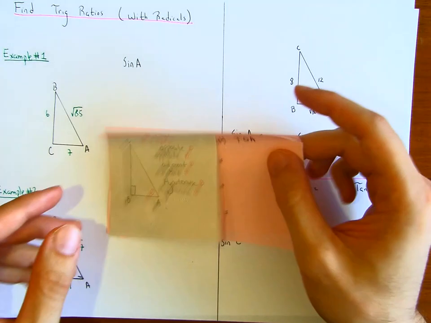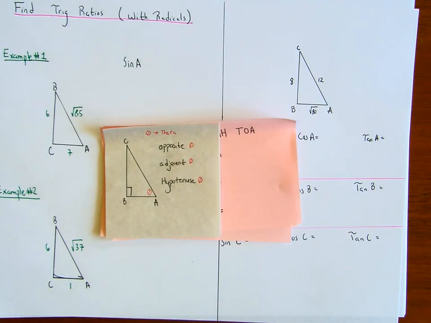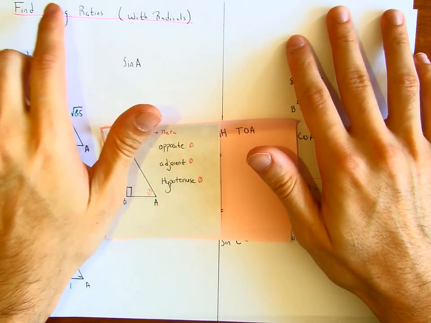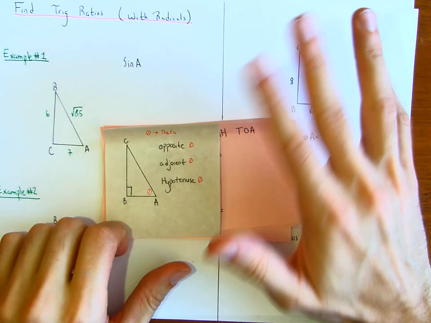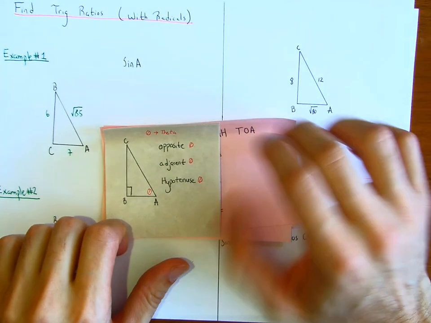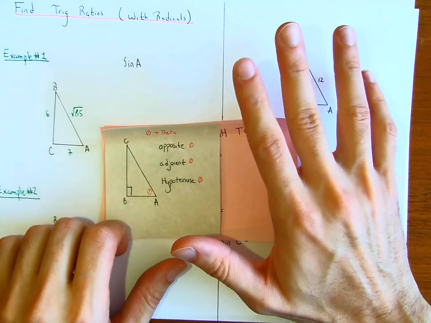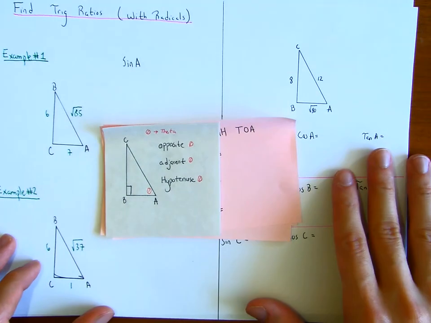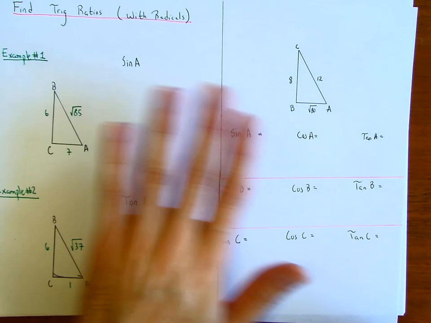All right, everybody, welcome. So this will be finding trig ratios with radicals. This lesson won't be too bad, but we need to focus for a good 5-6 minutes to understand the basics. So before we get into the actual lesson, let's go over something very short and sweet.